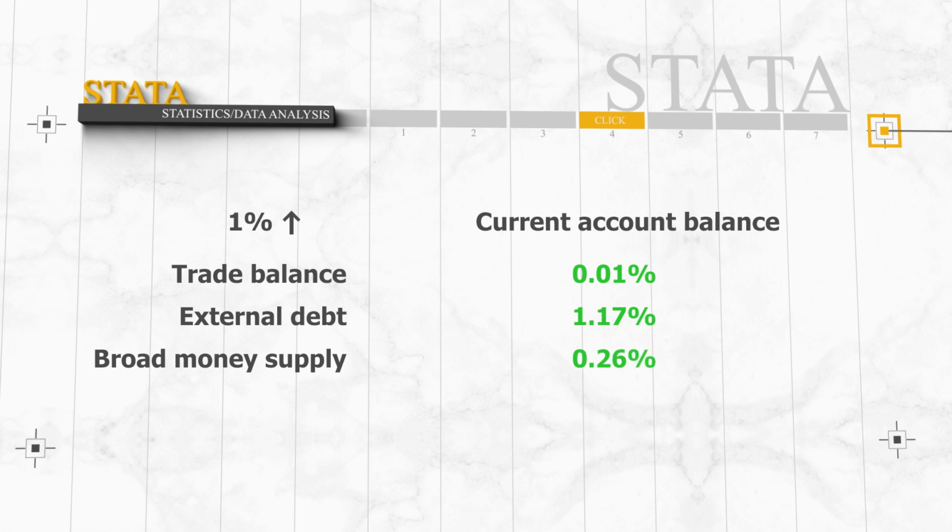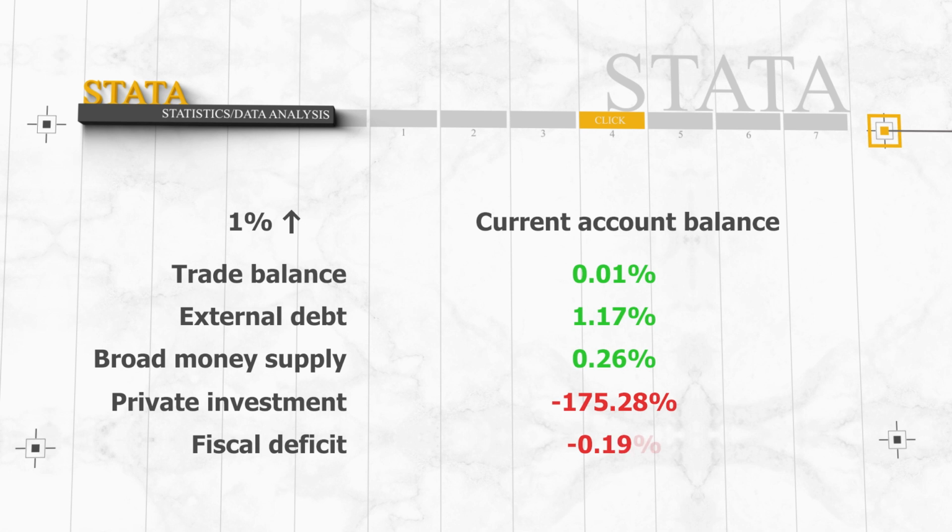While a 1% rise in private investment and fiscal deficit decreases current account balance by 175.28% and 0.19% respectively. Therefore, private investment, trade balance, external debt, fiscal deficit, and broad money supply are important components that define the current account balance of the Indian economy.